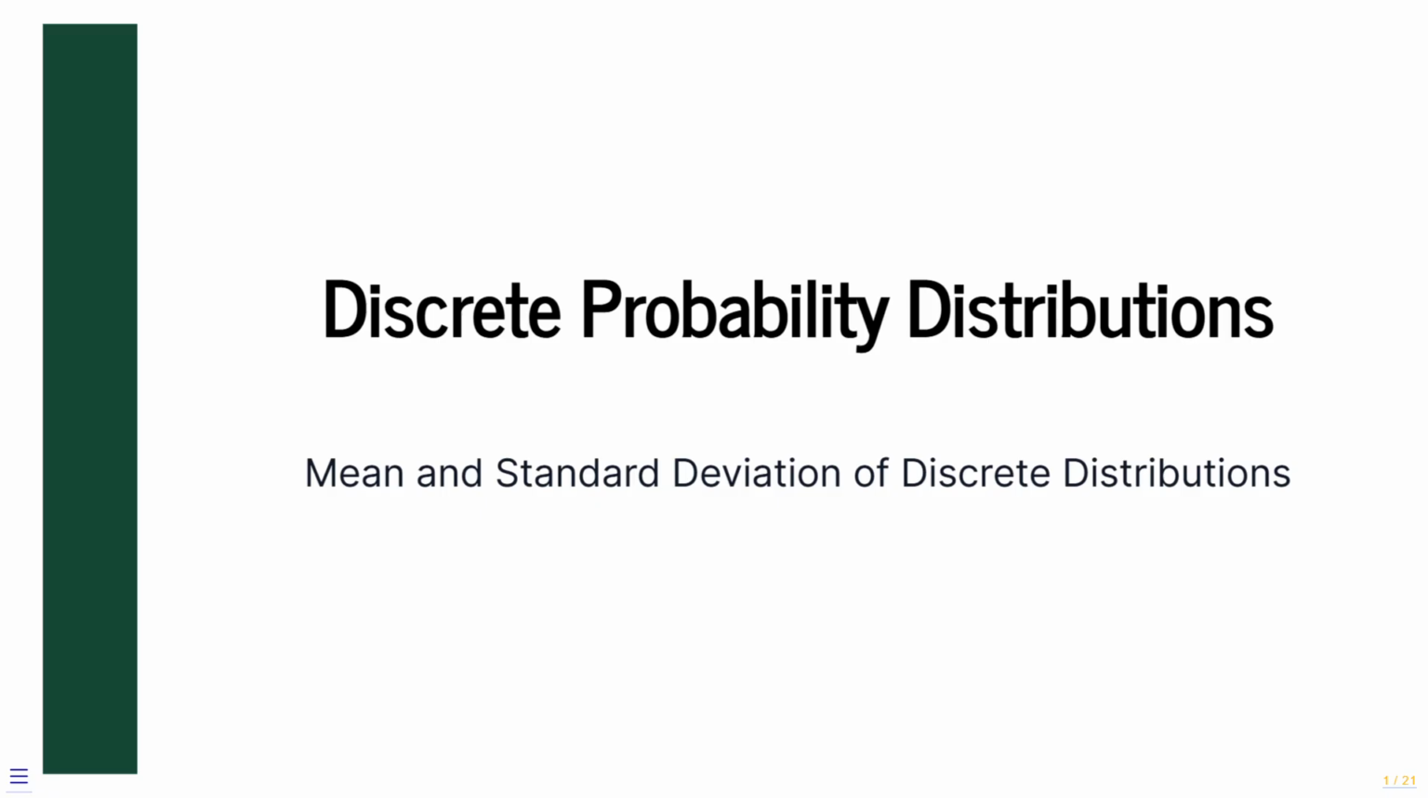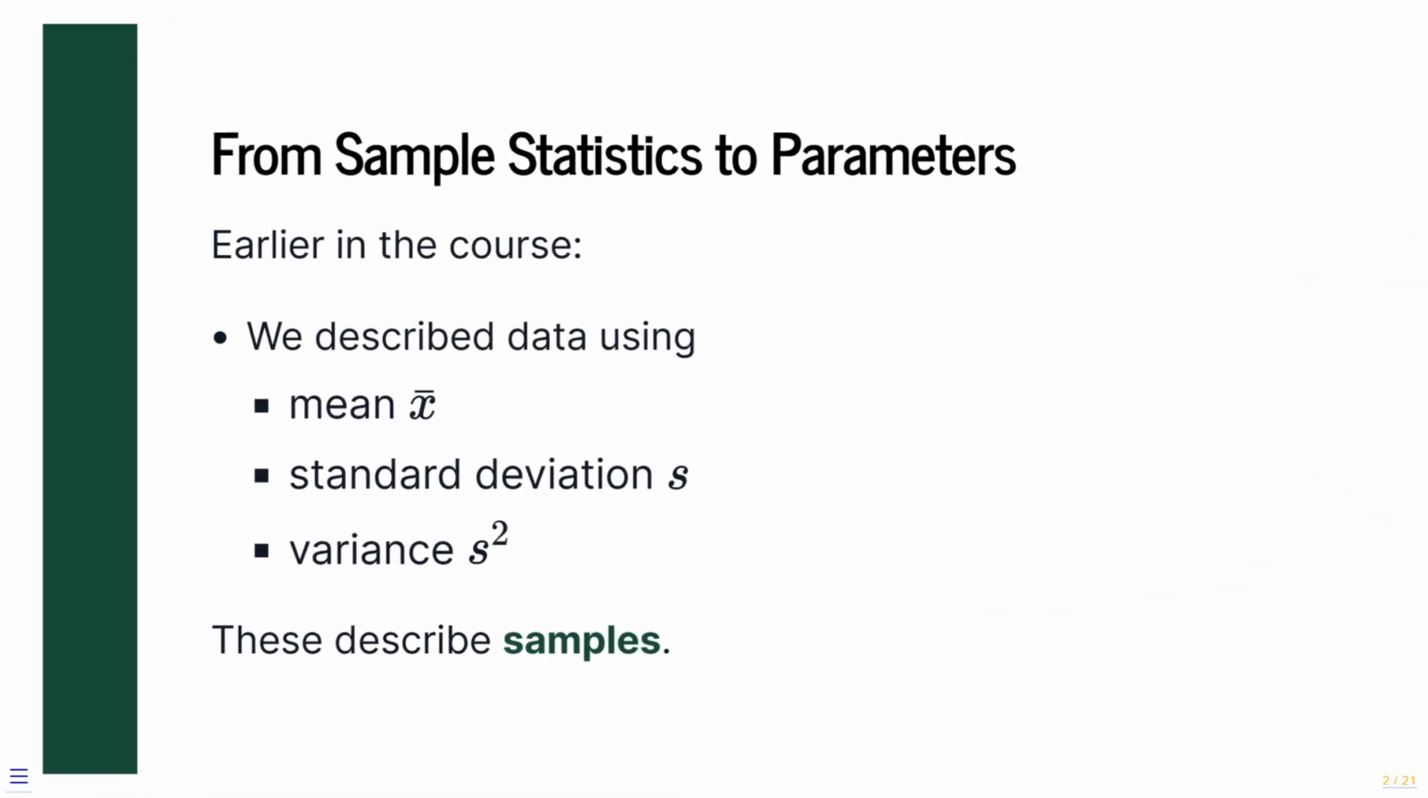In previous videos, we used sample statistics such as the sample mean, sample standard deviation, and sample variance to describe data we actually observed. Those statistics summarize the center and spread of a sample. Now we shift our focus to probability distributions, which represent the population or long-run behavior of a random process. Instead of summarizing observed data, we summarize the distribution itself. These summaries are called parameters, and they describe the underlying process that could generate data.